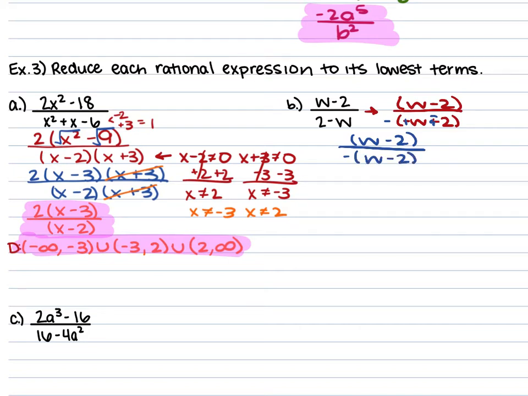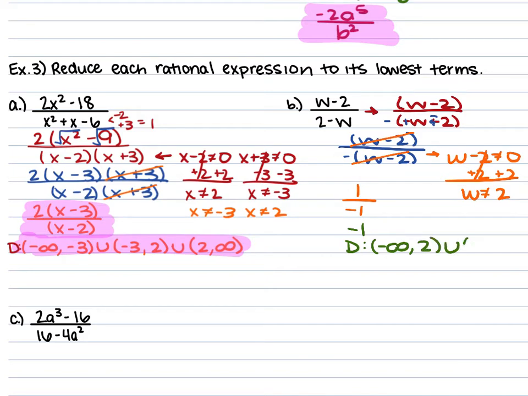You're completely factored in your denominator right now, so set that not equal to 0. We move the 2 over by adding it to each side, and you get that w cannot equal 2. Now, this w minus 2 is on the top and the bottom, so they cancel out, and we just have 1 over negative 1, which is negative 1. And again, your domain is that w cannot equal 2, so we're going to have from negative infinity up to 2, not including the 2, with a union of 2 to positive infinity, not including the 2.